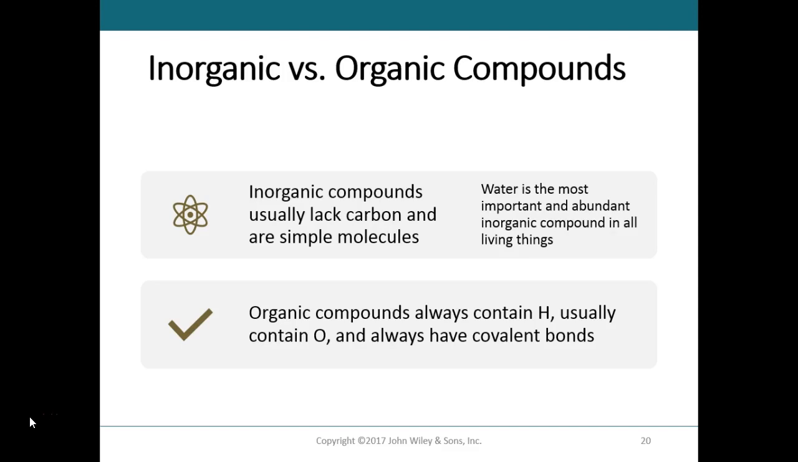ionic or covalent bonds. Organic compounds, on the other hand, always contain carbon and usually also contain hydrogen, and they always have covalent bonds. Most of the organic compounds are going to be large molecules. A lot of them are going to be made up of long chains of carbon. Organic compounds make up probably somewhere in the neighborhood of about 40% of the human body.